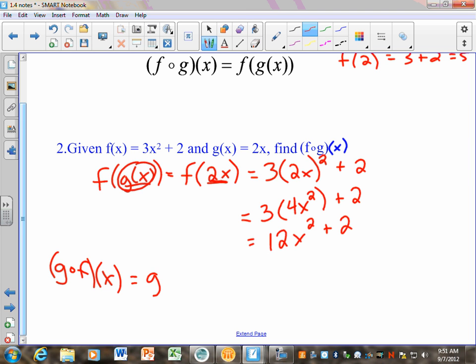So now notice that g is the outside function and f is the inside function. That means now we're going to take what f of x equals and plug that into the g of x function. So on this one, if I start with the inside function, that means g is not going to change right now. I'm just going to replace it with what f of x equals, which is 3x squared plus 2.